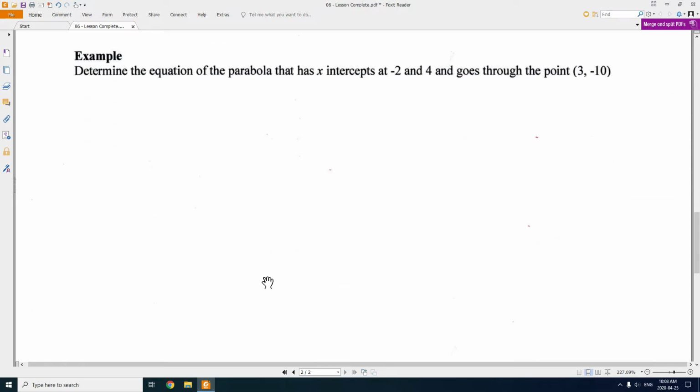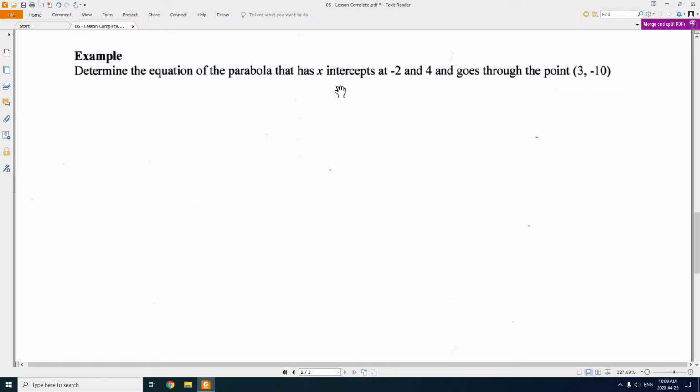All right, very last one. For this one, you are given some information. It says determine the equation of the parabola that has x-intercepts at negative 2 and 4 and goes through the point (3, negative 10). I think we've seen one or two like these before. But in this case, we need to come up with an equation for this parabola.